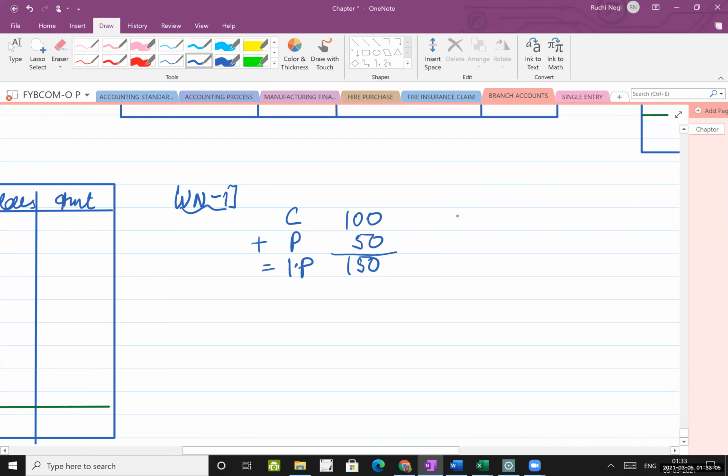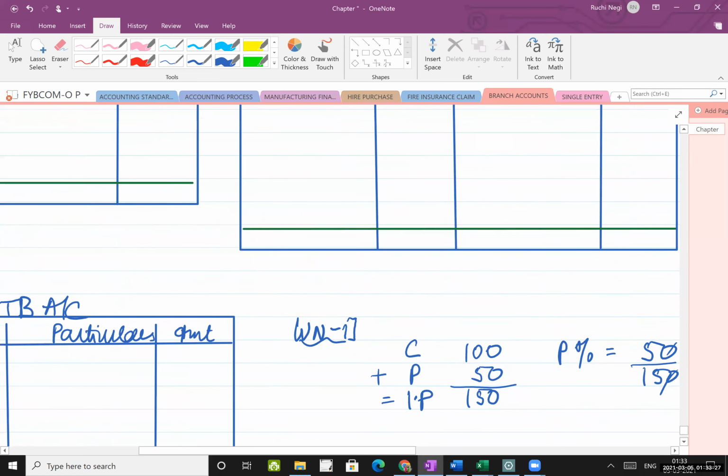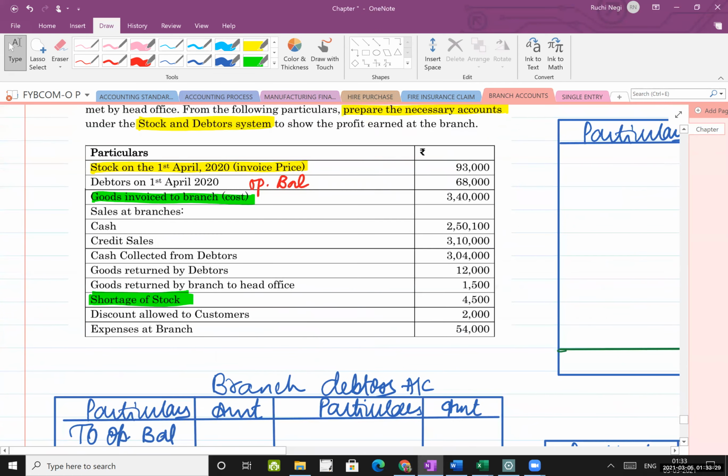So the loading percentage or profit percentage will be how much? 50 upon 150. Zero zero cut, 5 1s are 5, 5 3s are 15. You can keep it as one third of invoice price. Okay, so this is what we have done. So this was very important, obviously.